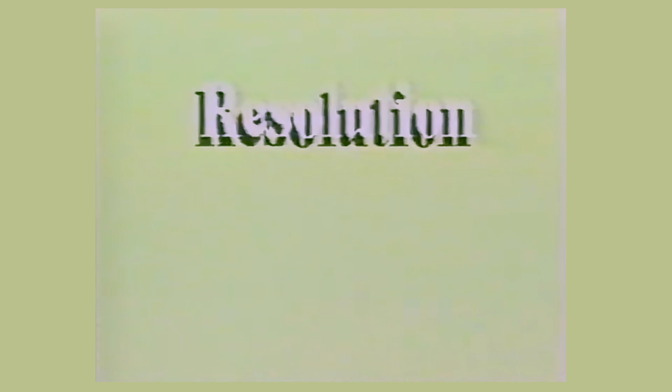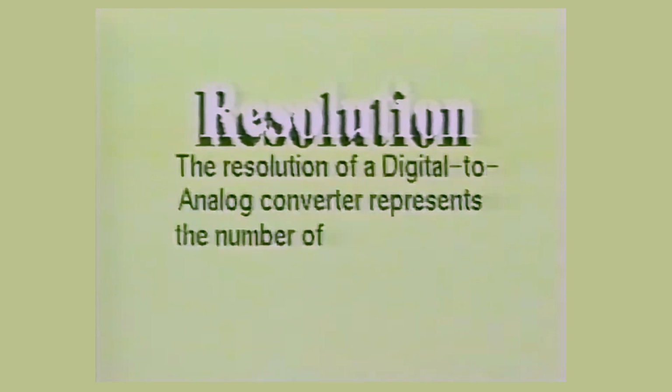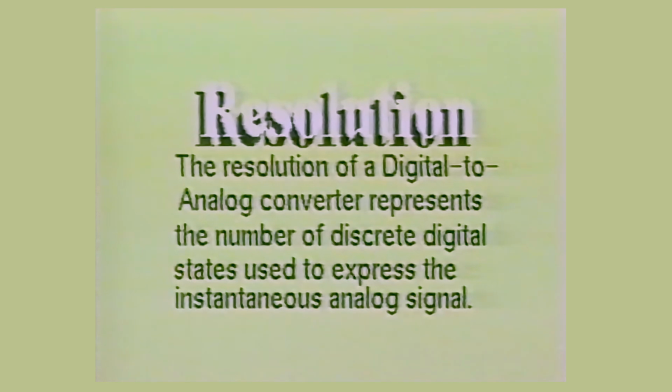The first term we shall define is the resolution. The resolution of a digital to analog converter is the number of discrete digital states that are used to express an analog signal. The resolution is directly related to the number of input bits which form the binary word.